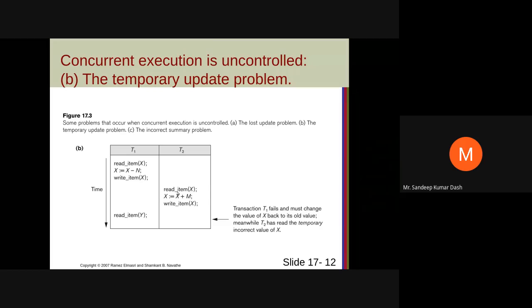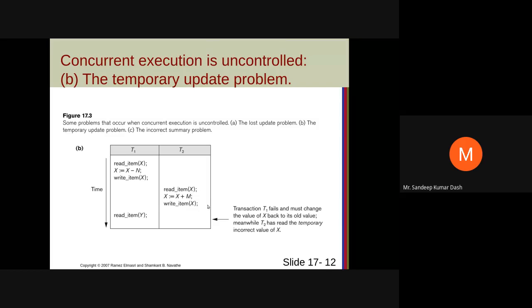So that is called the temporary update problem, because this was temporarily updated. It has read it in between and updated the value of X further. But this transaction failed, so everything got cancelled. So the reading of the X value as 45 also got cancelled. This is also not valid. So both the transactions have to be cancelled.